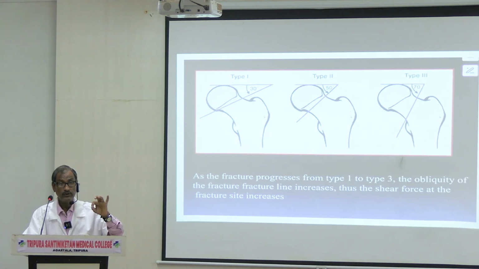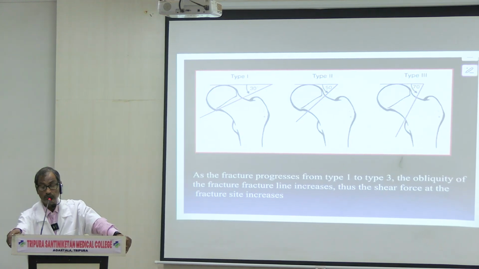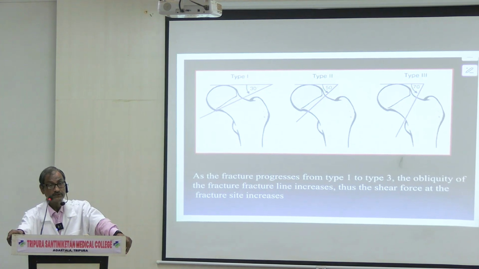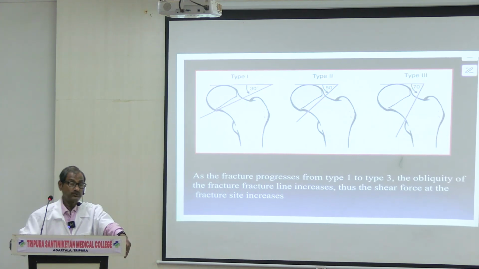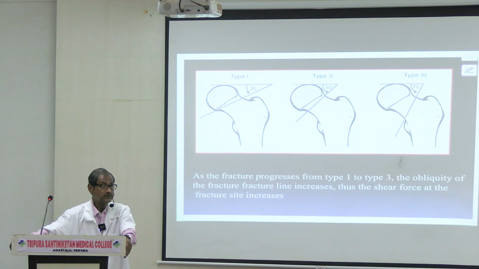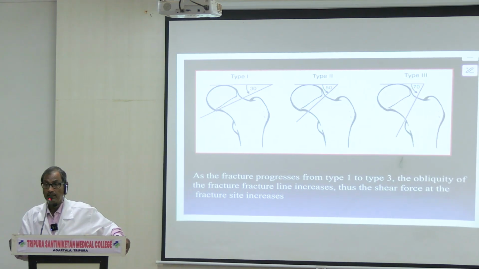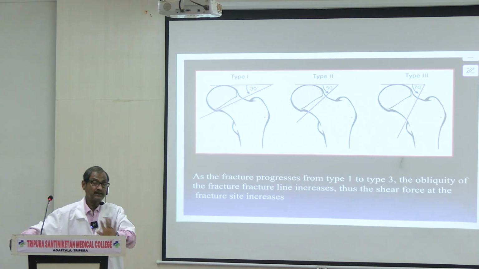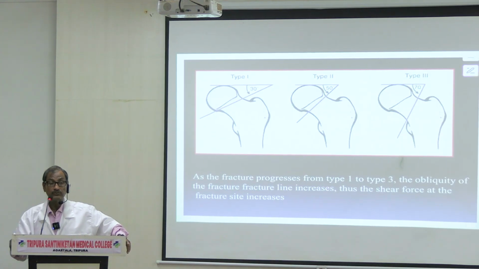Delayed union, non-union. Delayed union means a fracture that does not unite within the stipulated time. For an adult, generally 6 to 8 weeks, and bony union occurs by 6 months. If the fracture does not unite by 6 months, that is called delayed union. If it does not unite by 9 months, that is called non-union. Union of the fracture depends on many factors.